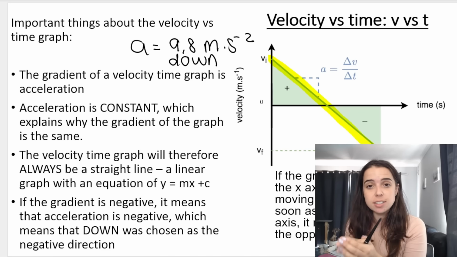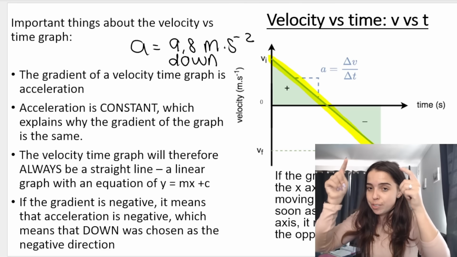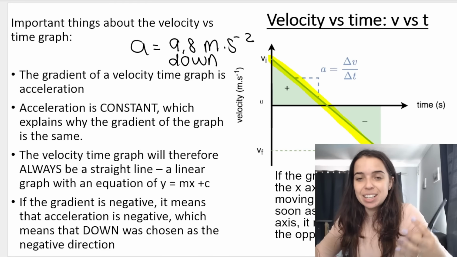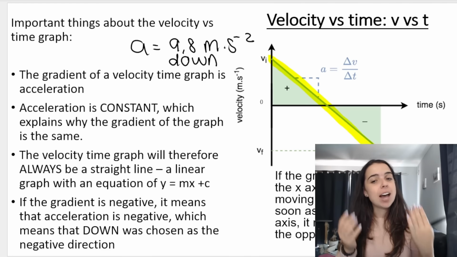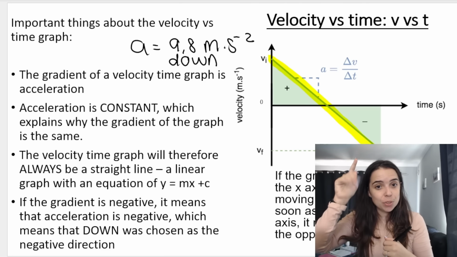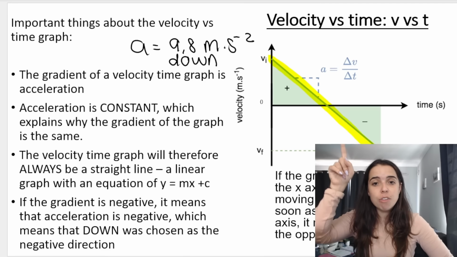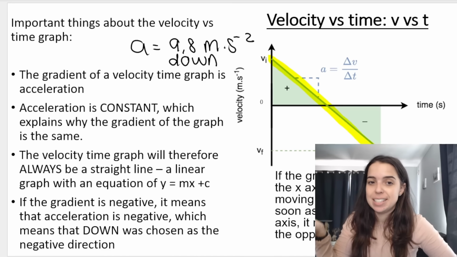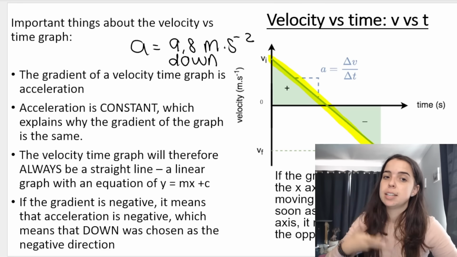Acceleration is always constant. Acceleration is always downwards. The gradient of a velocity versus time graph is acceleration. It is acceleration. And that's why it's a straight line. Okay, a velocity time graph will always be a straight line, a linear graph with the equation y equals mx plus c. So basically the first 3 bullet points on this slide are saying the exact same thing.